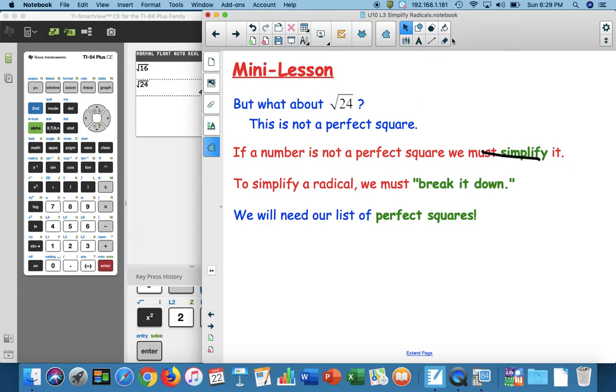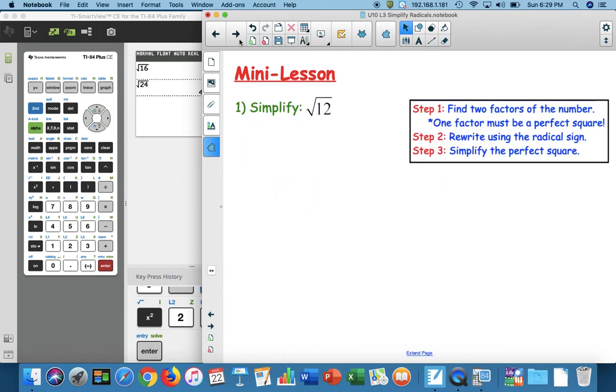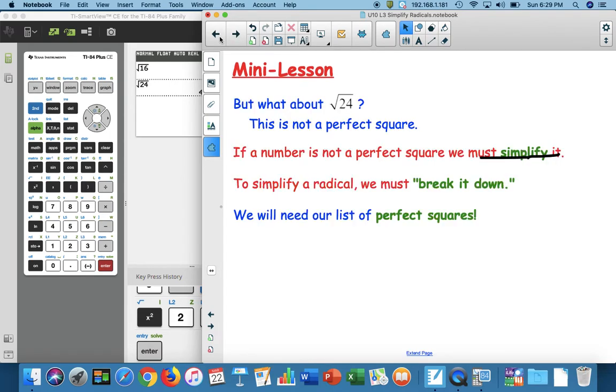Oh, I'm sorry, I crossed out simplify on the screen. I apologize for that. So we're going to simplify it. So that means that we're going to break it down. So we have to remember our list of perfect squares, which we just had right here. All right? So let's look at a problem. Sorry, let's go back to 24.